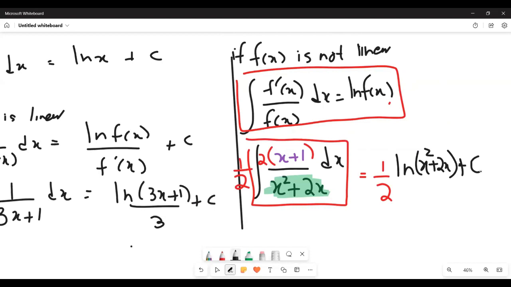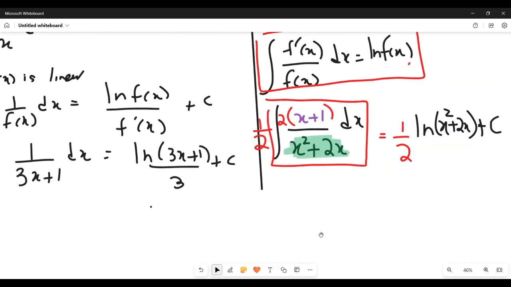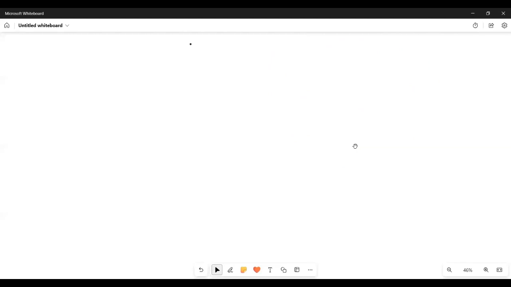This is what we did yesterday. Now we're going to discuss the third case of integration, which is integration of trigonometric functions.